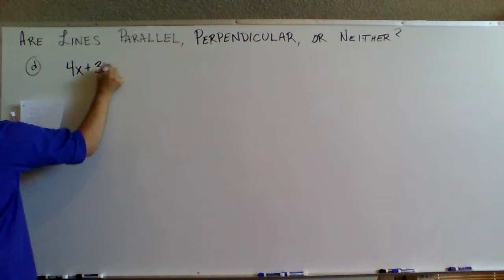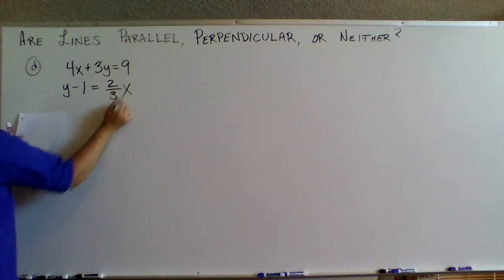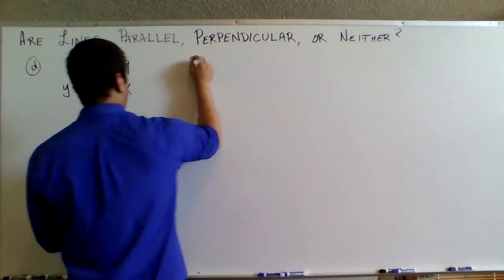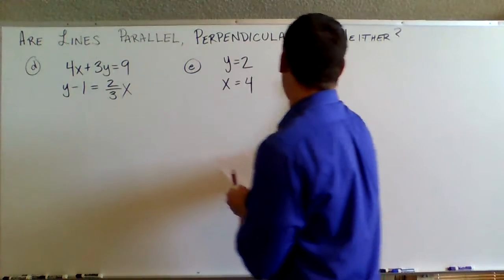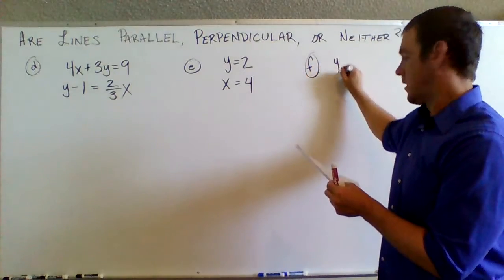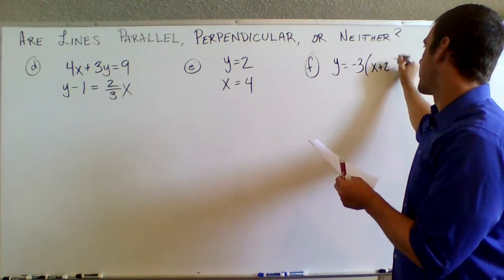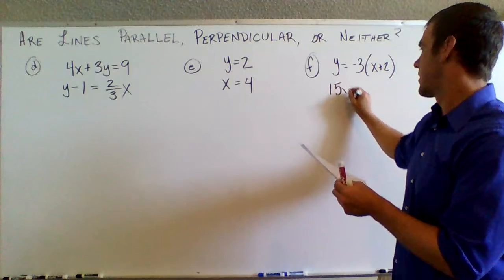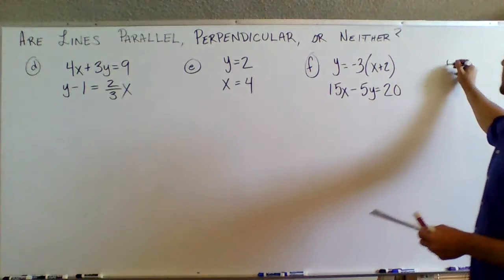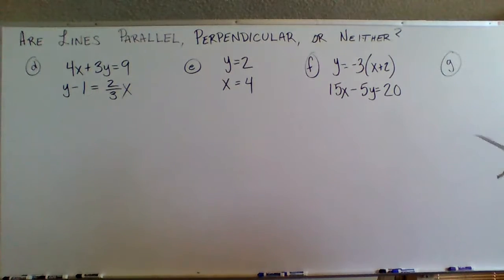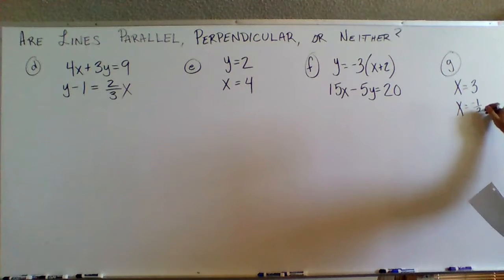4x plus 3y equals 9. y minus 1 equals 2 over 3 x. y equals 2. x equals 4. y equals negative 3 times the quantity x plus 2. And here we got 15x minus 5y equals 20. And gee whiz, we're having fun on our last one here. We got x equals 3 and x equals negative 1/3.